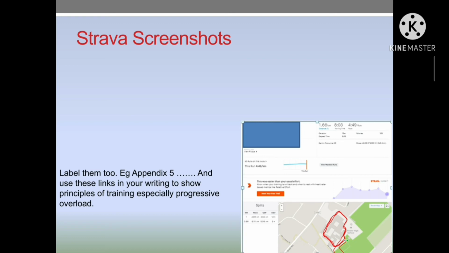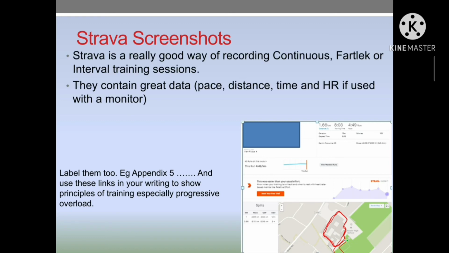And I find Strava is excellent for helping you gradually change the intensity of your workouts, because you can immediately start to run a little bit faster. If you use a heart rate monitor, or you've got a tracker watch with a heart rate monitor, that data is also saved on Strava, and you can print them as screenshots as well. That then gives you your working heart rates.